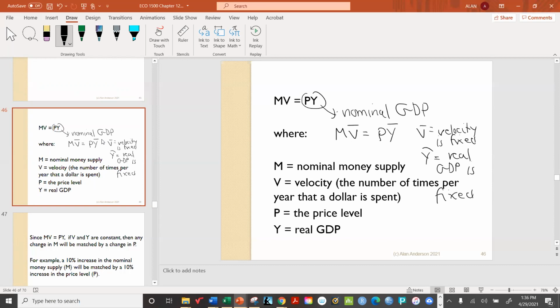Now, that implies that whatever increase there is in M, the nominal money supply, is exactly matched by the price level. So if M goes up 10%, P also must go up 10%. In other words, if the Fed raises the money supply by 10%, the only impact will be an increase in prices of 10%, which means that they're wasting their time, that it will not have any effect on the real GDP of the economy.